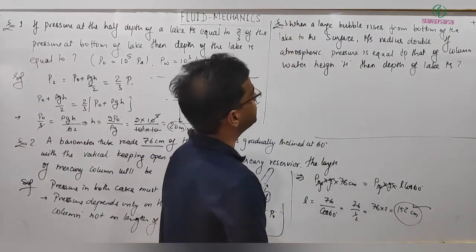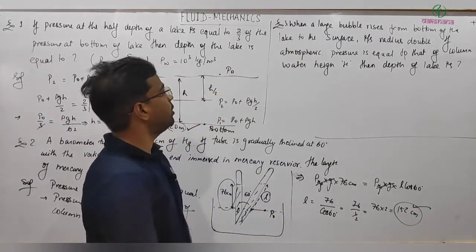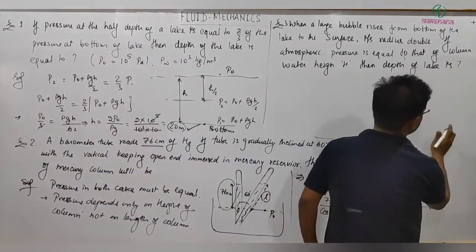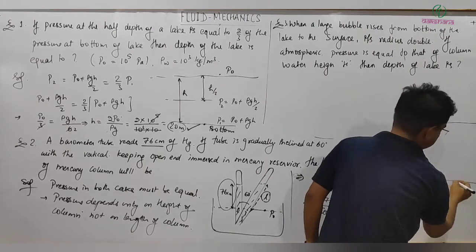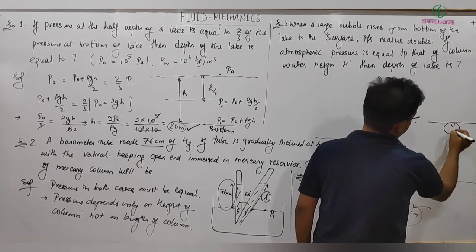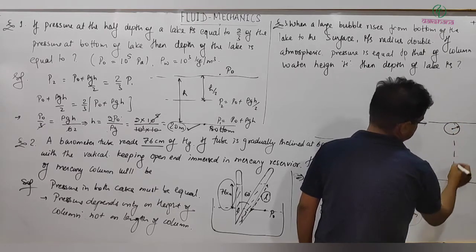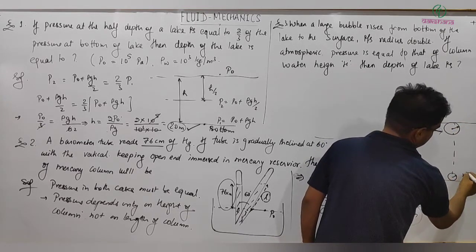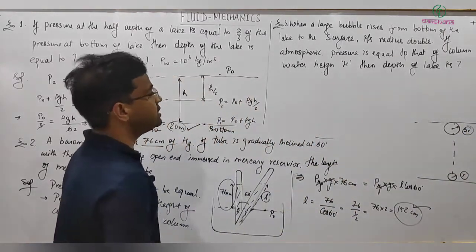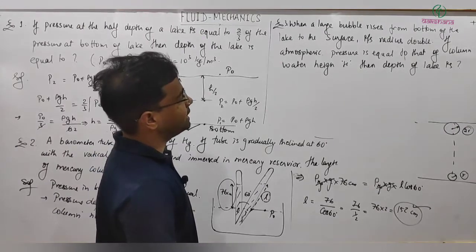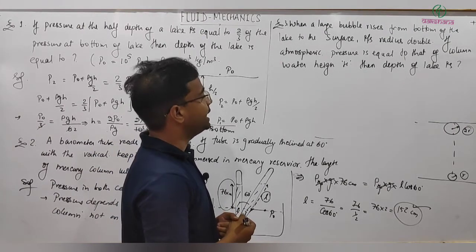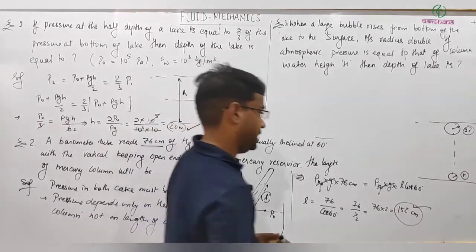When a large bubble rises from the bottom of the lake to the surface, let's consider, this is a lake and this is the bottom, and a large bubble rises from here to there. If its radius here is r, then at the surface it becomes 2r, as mentioned. So its radius doubles. If atmospheric pressure is equal to that of a column of water of height capital H, then find the depth of the lake.